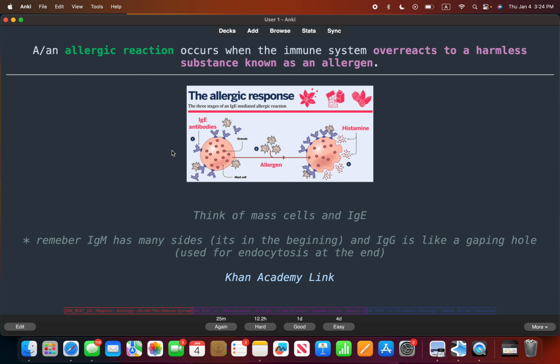The three stages of an IgE mediated allergic reaction. So IgE is apparently involved with allergic reactions. Think of mast cells and IgE. Remember, IgM has many sides, it's in the beginning, and IgG is like a gaping hole used for endocytosis at the end. So we have the allergic response, the three stages of an IgE mediated allergic reaction. We have the IgE antibodies, the mast cell, granules, allergens, and histamines.